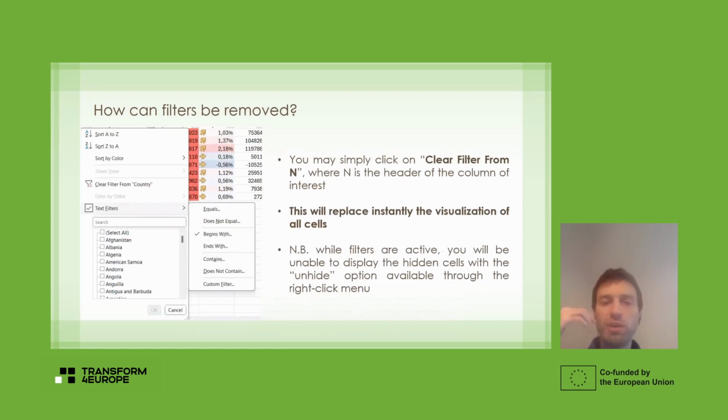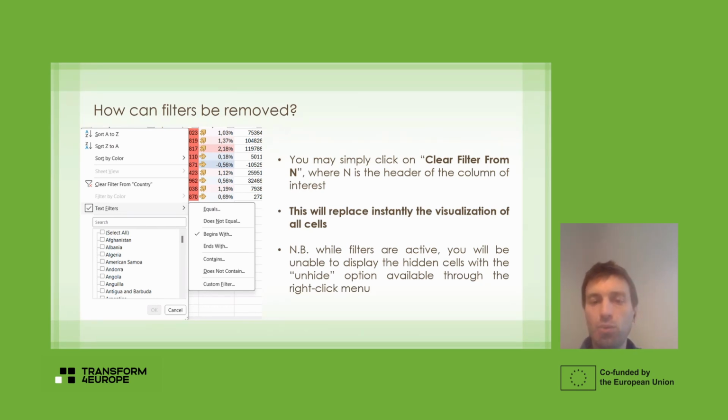So what if we're not happy with the filter? Sometimes we do, of course, make some errors. We want to get rid of a filter that we're not happy with. This is also pretty easy. There is the option to click on "Clear filter from", and in this case, it will be Country, okay? So if you select the range, you click on filters again, you will have the options to clear all the filters that are active on this selection, all right?